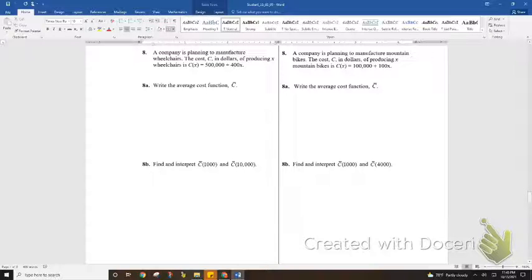So we're going to add it all up, the cost, and we're going to divide it by the number of wheelchairs produced. So our cost is going to be equal to, I'm going to put it in terms of x, how much is it going to cost us? Well, it's 500,000 plus 400 for each wheelchair, divided by the number of wheelchairs we produce.